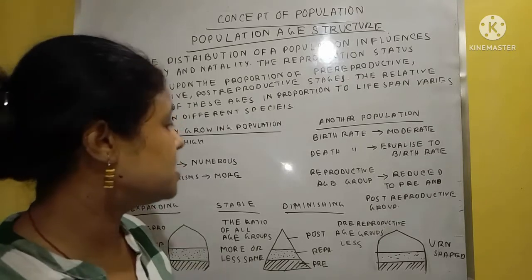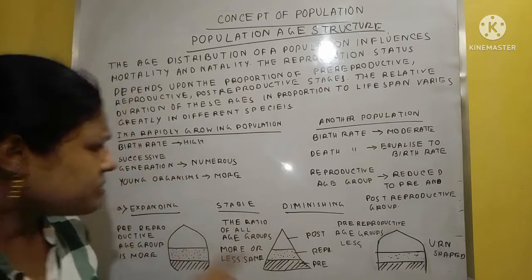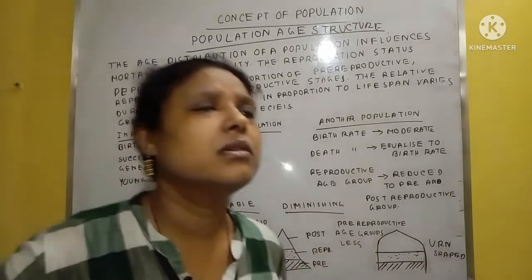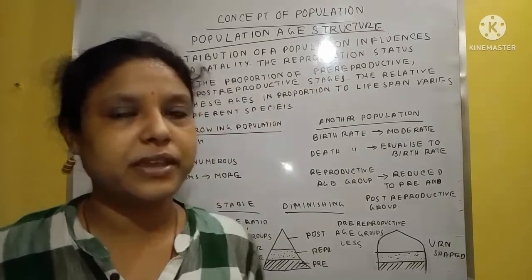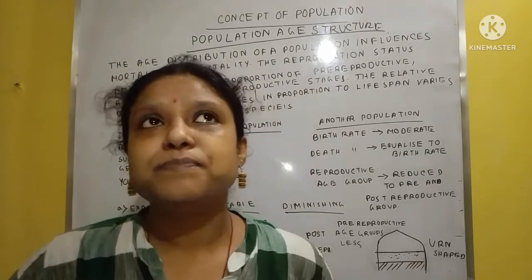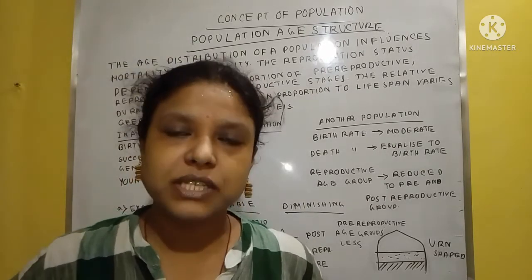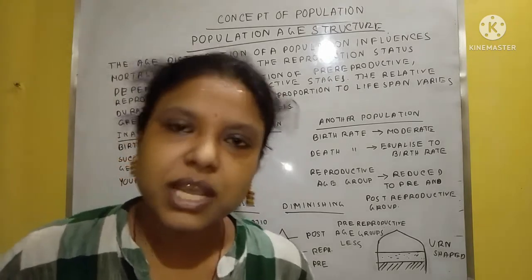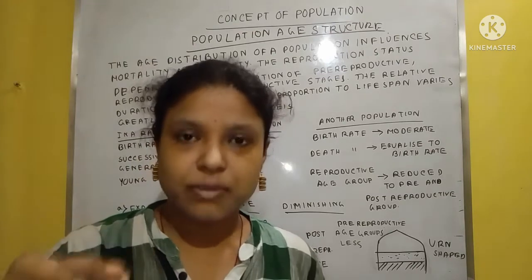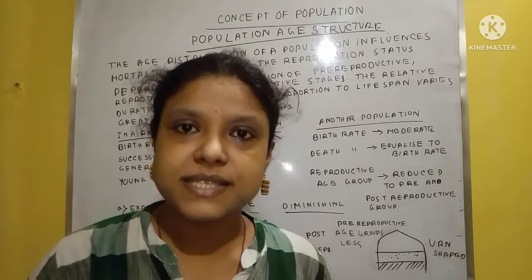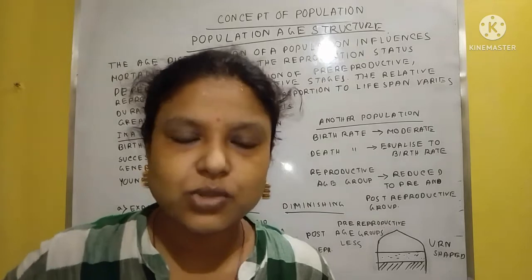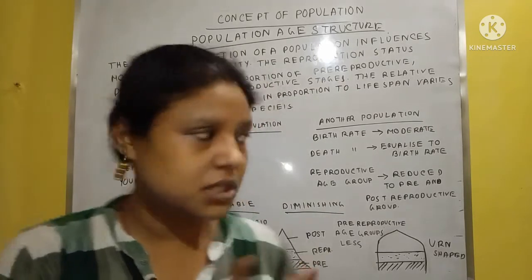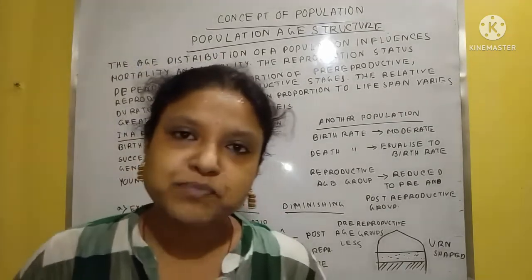What is this age structure, and what kind of structure is seen in different populations or different species? I will explain that today. So check out my previous video about population ecology, where I explained about the population and its attributes: dispersion, density, mortality and natality. Please check out that video, and after that follow this one.